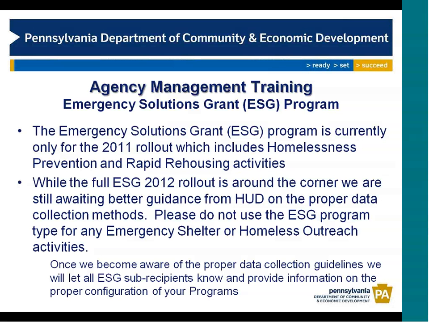Now, just a quick note about the Emergency Solutions Grant that's coming out. Like I said before, we have the Emergency Solutions Grant, or ESG program type, in the system. That was currently developed and released only for the 2011 second allotment rollout, which just includes the homelessness prevention and rapid rehousing activities.